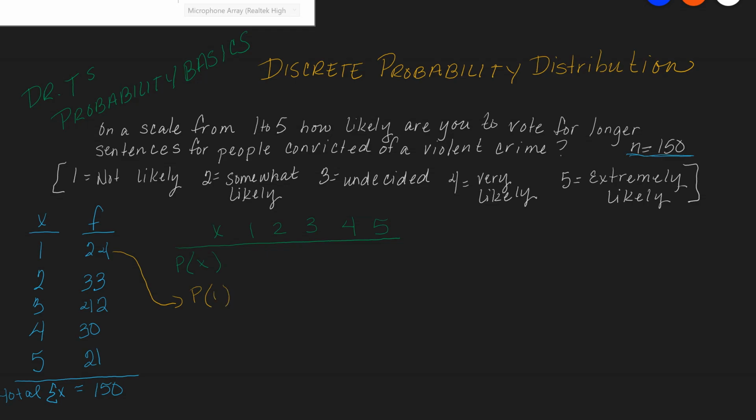Well, that's really not all that hard, is it? It's 24 out of the 150. That will give us 0.16 for the ones. I'll give you a few minutes to go through and fill in the rest of this table.